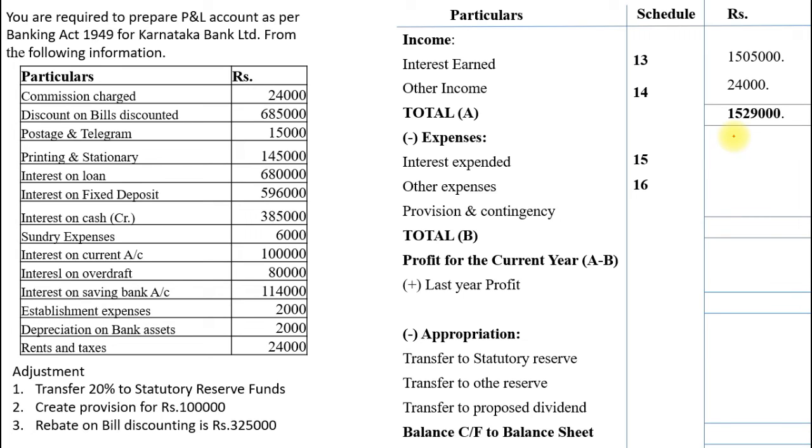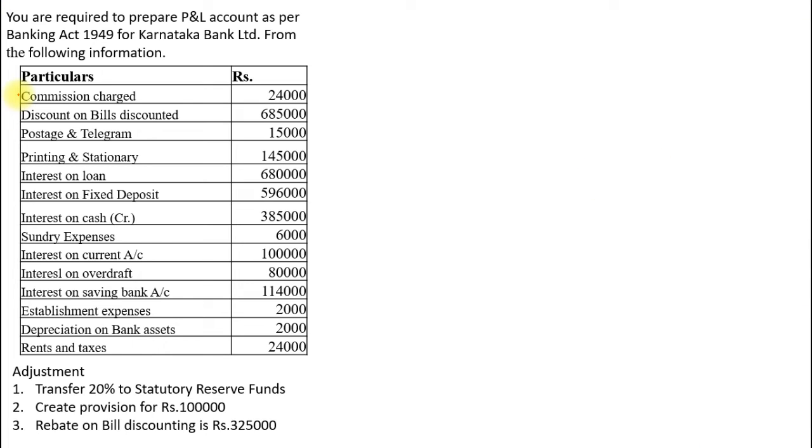Very simple. Now, similarly, okay, let us start with the expenses. First is interest expended, meaning what are the times where the bank will have to pay interest. So again, first thing we do is we just cross out all the things which we have used. So commission is done, discount is done, interest on loan is done, interest on cash is done, interest on OD is done. Okay, these are the things which have been done. Okay, and rebate, so that is also done.